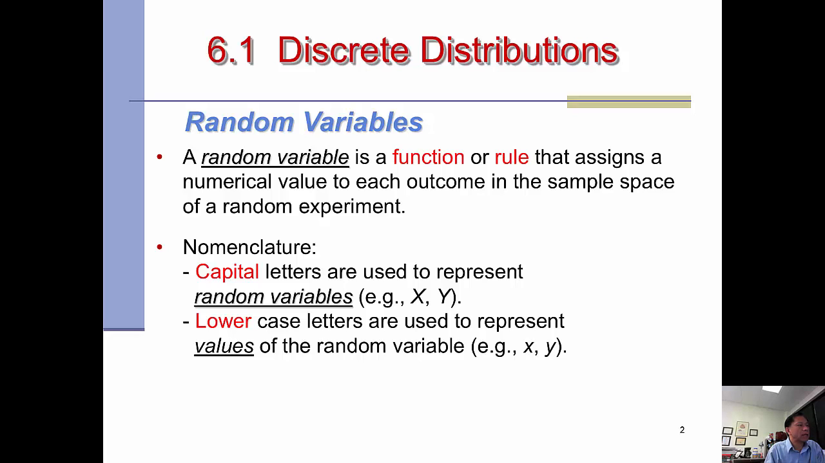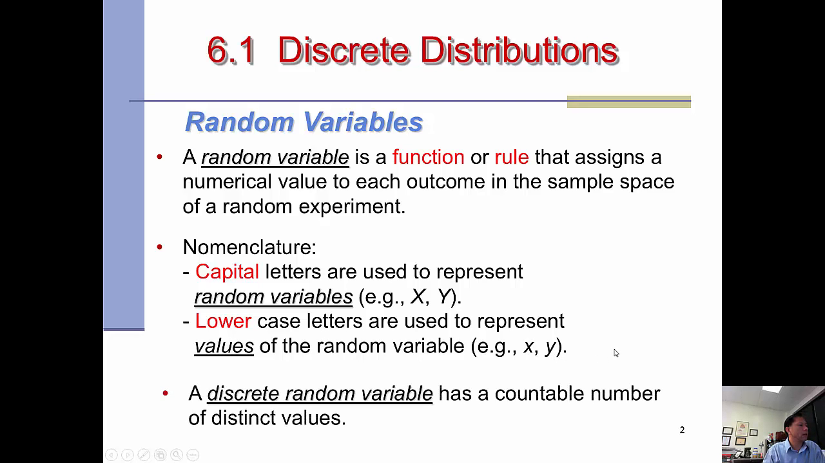We normally use capital letters, such as capital X, capital Y, to represent random variables. We use lowercase letters, such as lowercase x, lowercase y, to represent values of that random variable. Okay? And a discrete random variable has a countable number of distinct values, as we know already.